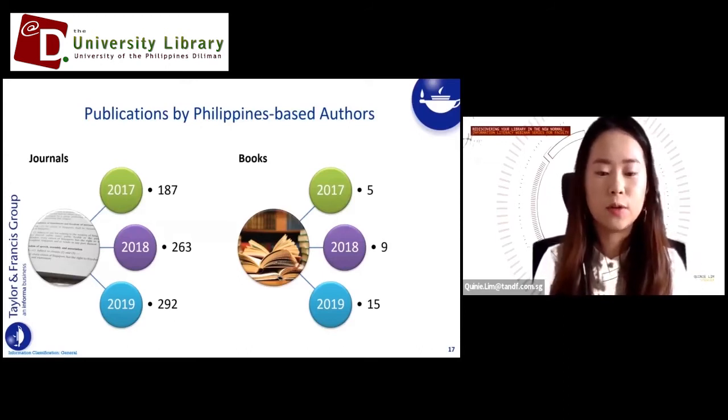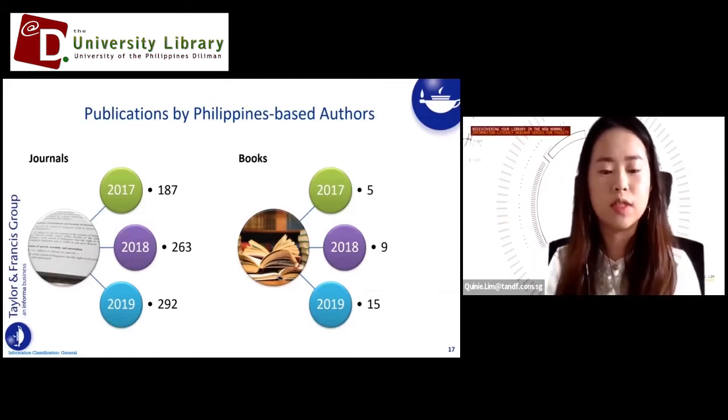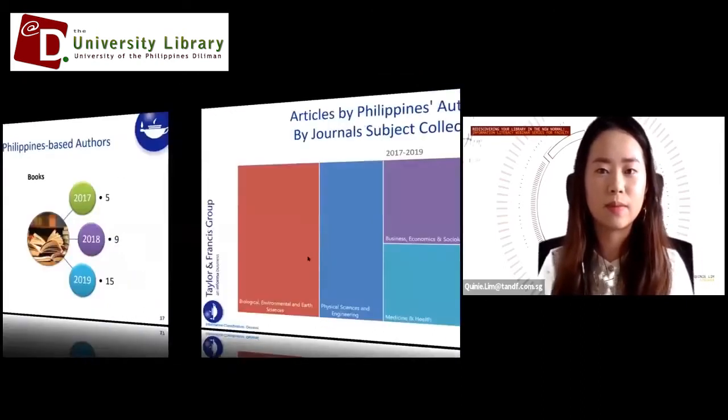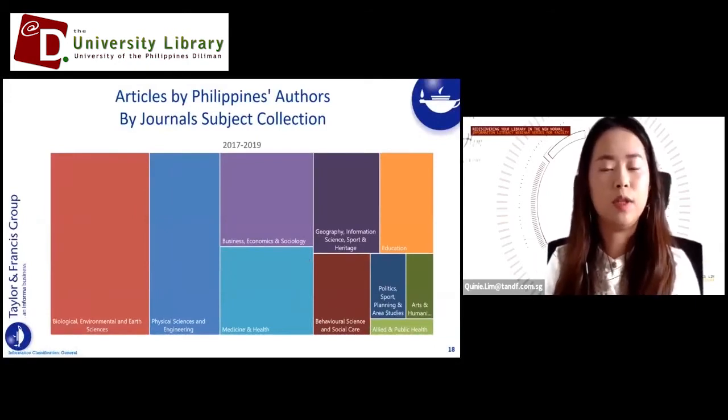In the last 4 years also, we have about 200 articles published by authors based in the University of the Philippines at your various campuses as well. These are the research areas by authors from the Philippines.